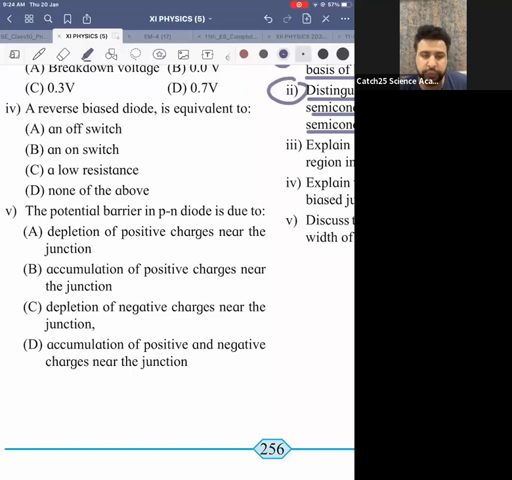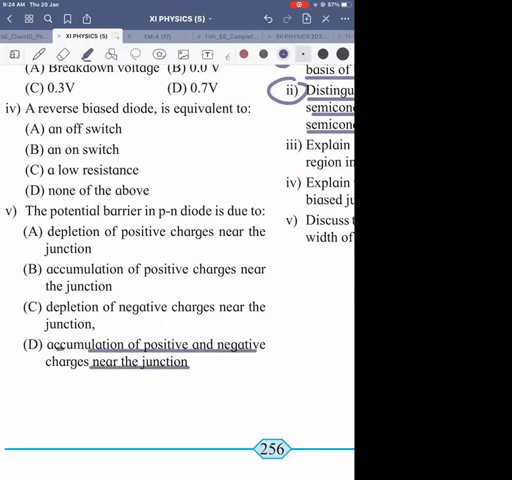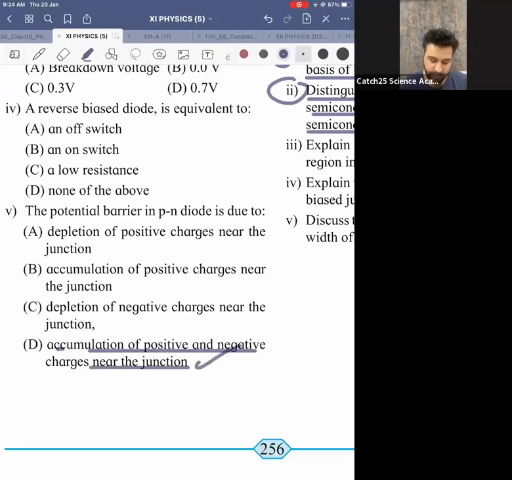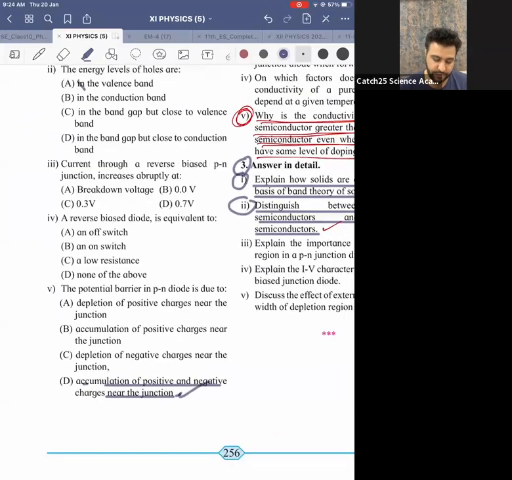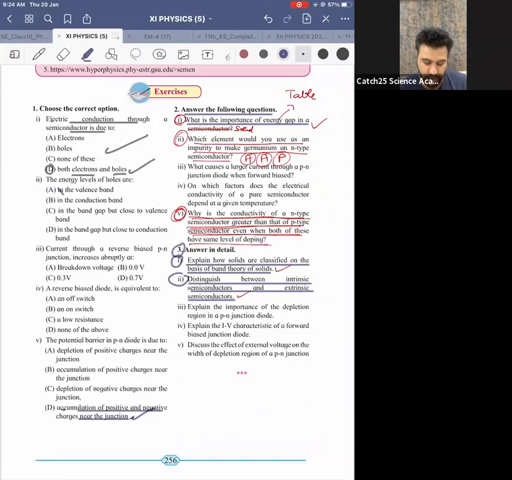So you know when electrons and holes combine near the junction, a little bit of voltage is developed. That means, can I say it is accumulation of positive and negative charges near the junction? Therefore, can I say D has to be the right answer? Because what is barrier potential? The potential developed near the barrier. And how does it develop? Because electrons and holes are combining there. So D will be the right option.